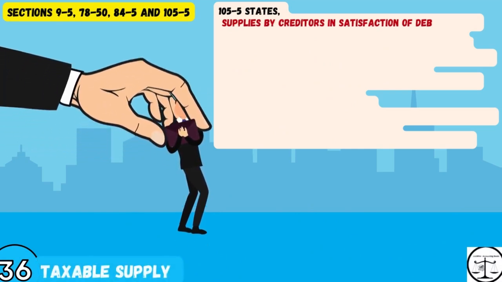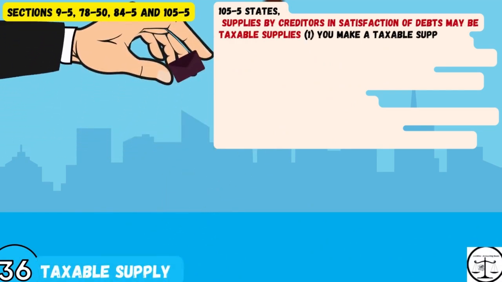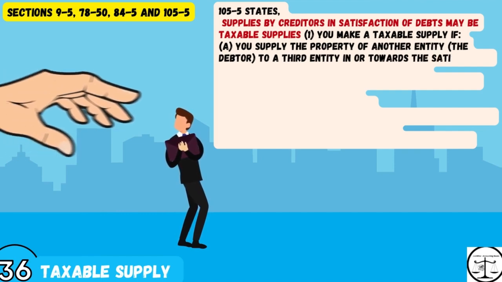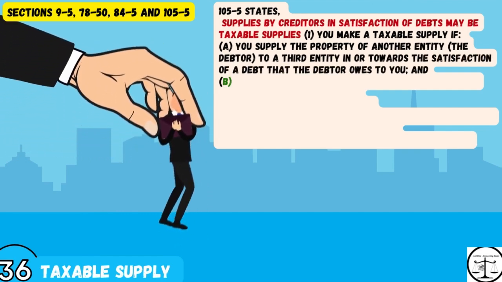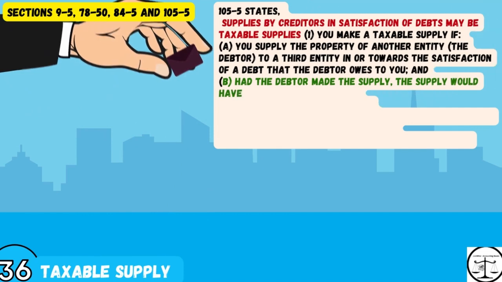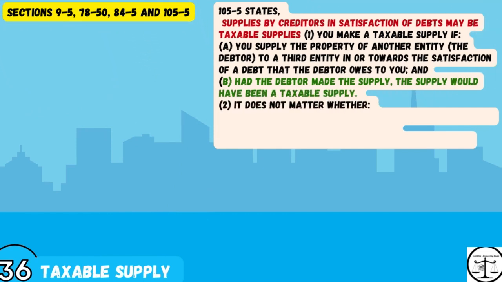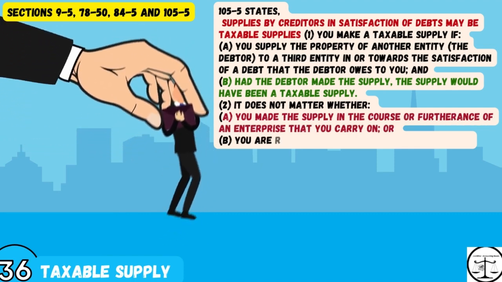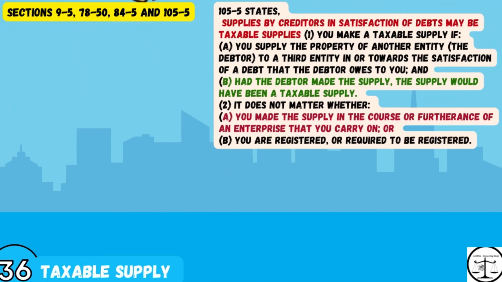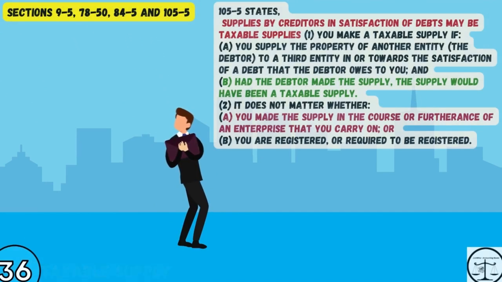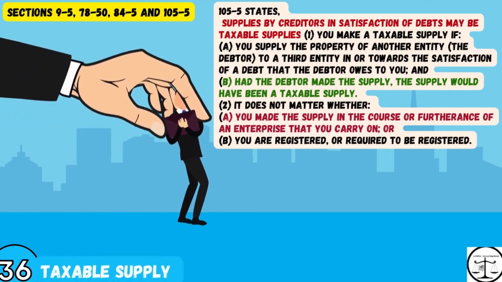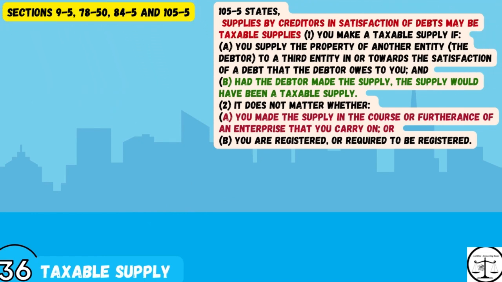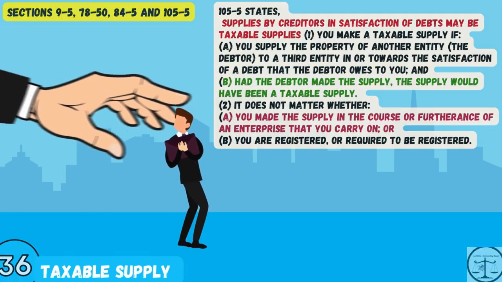105-5 states, supplies by creditors in satisfaction of debts may be taxable supplies. 1. You make a taxable supply if A. you supply the property of another entity, the debtor, to a third entity in or towards the satisfaction of a debt that the debtor owes to you, and B. had the debtor made the supply, it would have been a taxable supply. 2. It does not matter whether A. you made the supply in the course or furtherance of an enterprise that you carry on, or B. you are registered, or required to be registered.